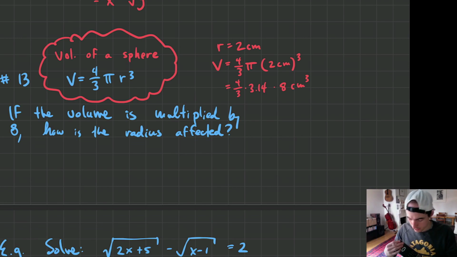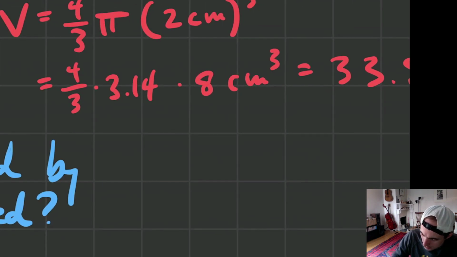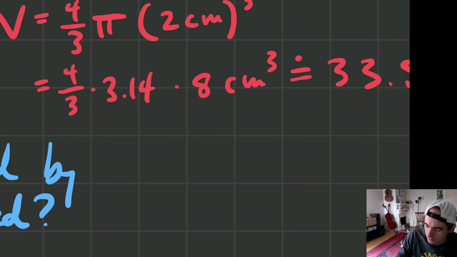I finally have my calculators handy. I left them at school for a little while, but I went to school the other day and picked some stuff up. So I got 4/3 times 3.14, and then times 8, and that's equal to 33, I'm going to say it's close enough to 33.5 centimeters cubed. And I'm going to put a little dot on top of the equal sign to indicate that I've done some rounding.